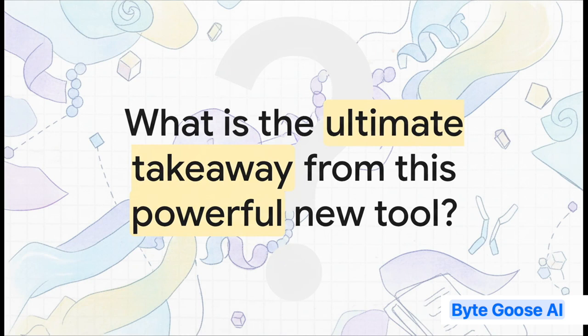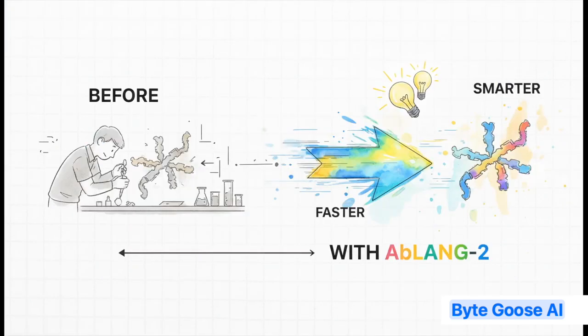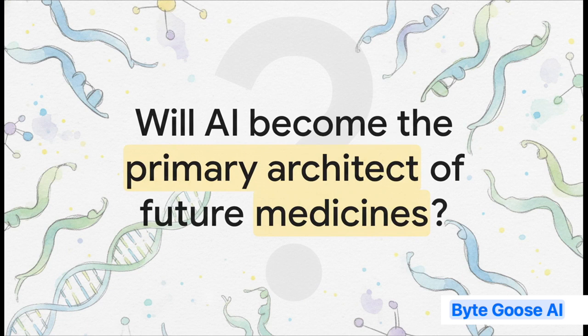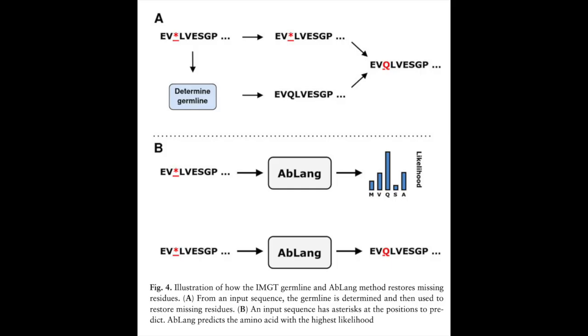So, what's the bottom line here? What should we really take away from all this? AbLang 2 makes antibody design faster and smarter by doing one thing really well: predicting the best mutations. Which leaves us with a pretty big question. Is AI about to become the main architect of our future medicines?